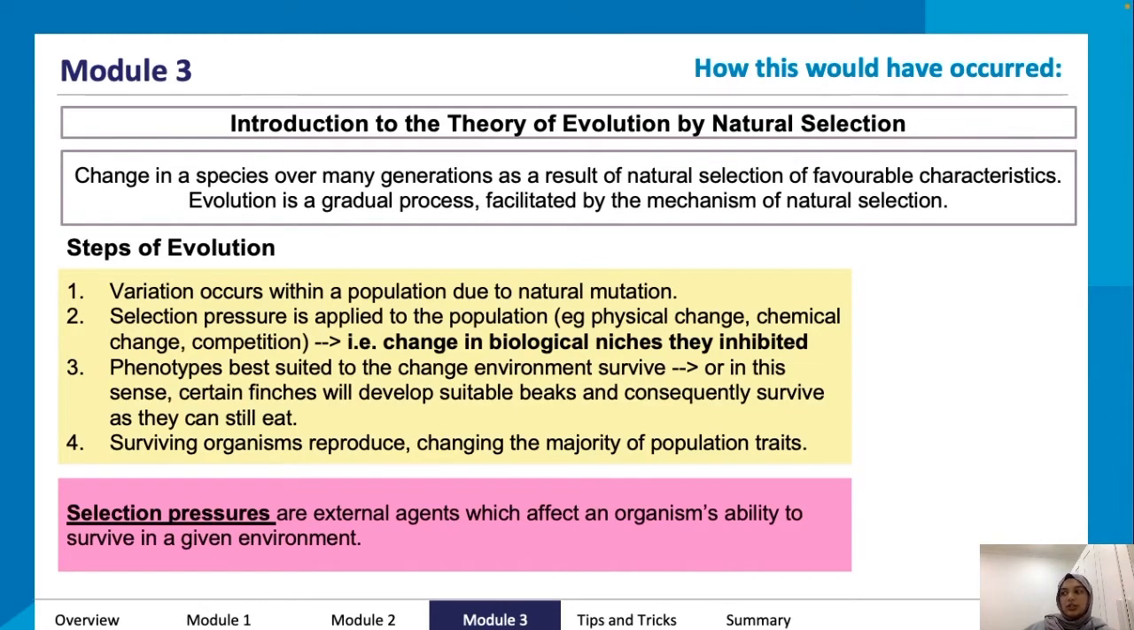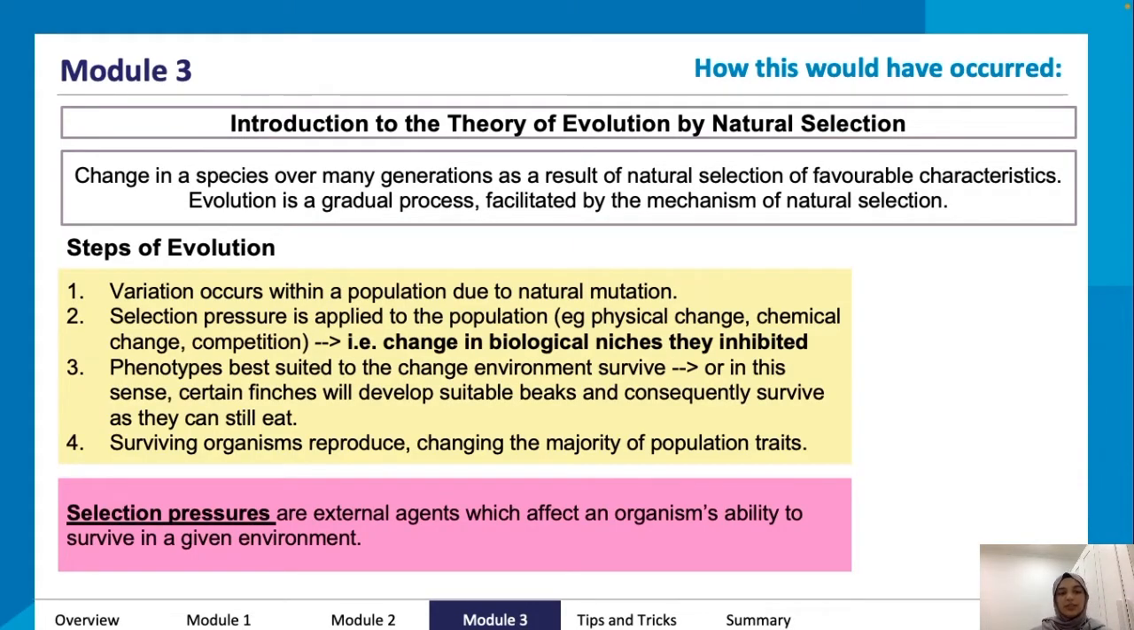Okay, introduction to the theory of evolution by natural selection. So, change in a species over many generations as a result of natural selection of favorable characteristics is this theory. Evolution is a gradual process. It cannot happen overnight. It happens over many, many years, and it's facilitated by the mechanism of natural selection.